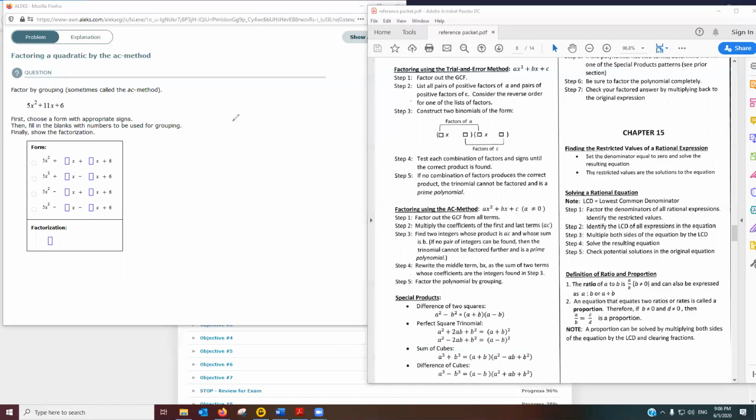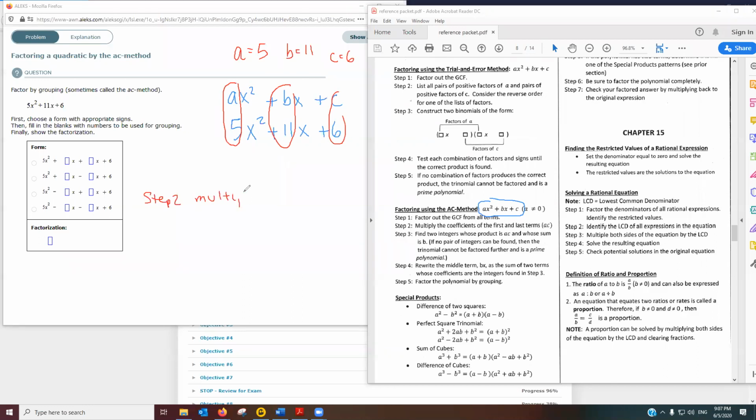So let me explain what that means. So here's the expression they're giving us. I'm going to compare this to ax squared plus bx plus c. When I do that comparison, I'm noticing our a here matches up to 5, our b matches up to 11, and our c matches up to 6. So step 2 is telling me to multiply a times c. So in our example, that's 5 times 6, which is 30.